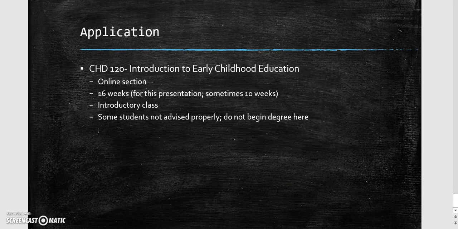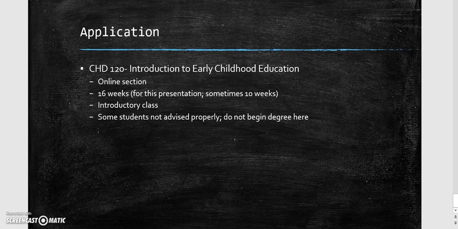All right, my application is going to be in a CHD 120 course, Introduction to Early Childhood Education. The analysis of this ADDIE model is that this class is an online section. It's 16 weeks for this presentation. Sometimes it's a 10-week course. This is an introductory class, so the prior knowledge is not expected to be there because this is supposed to be the first class in the degree program.